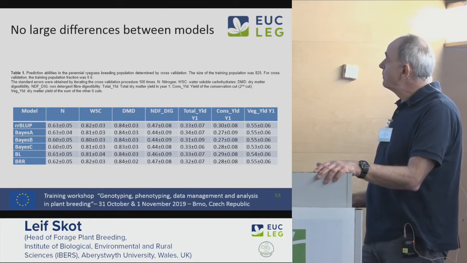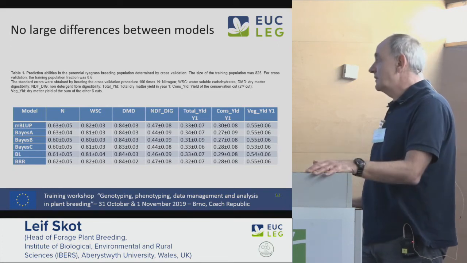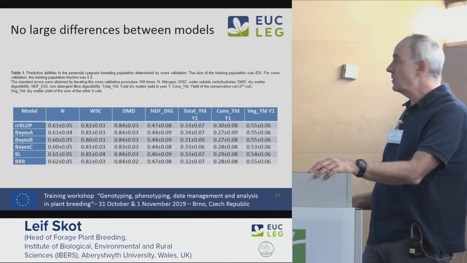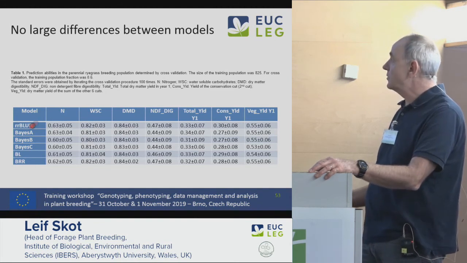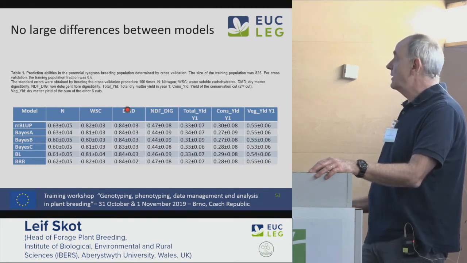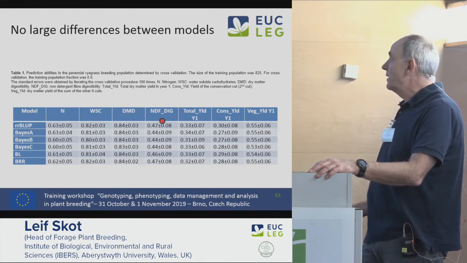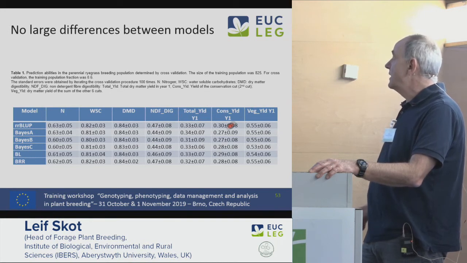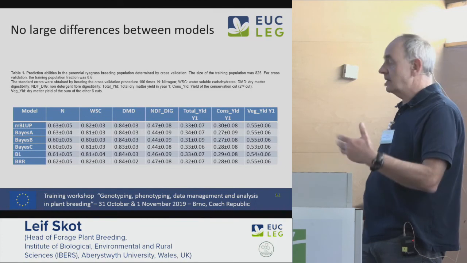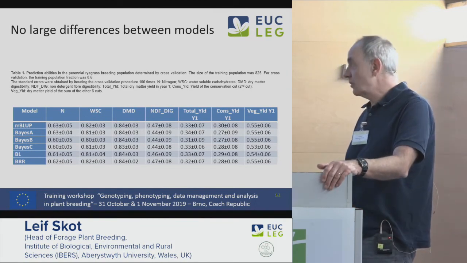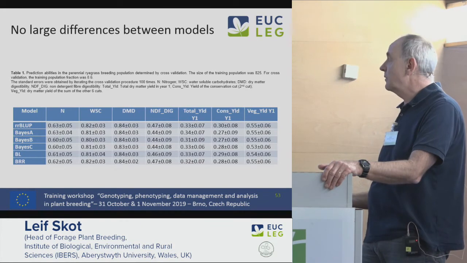So RR-BLUP is, I guess, the one that people use most. These are different traits: protein, water-soluble carbohydrates, dry matter digestibility, non-detergent digestibility, and forage yield in year 1. The accuracy of the yield is still lower than in the quality traits, and that's something that's been quite consistent in the grass breeding program that we are working on at IBIS.